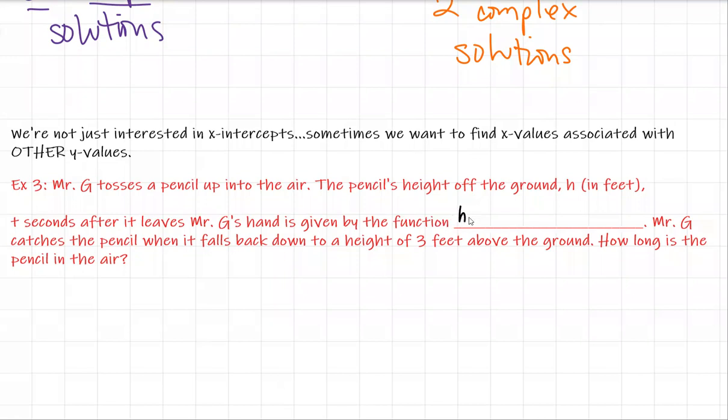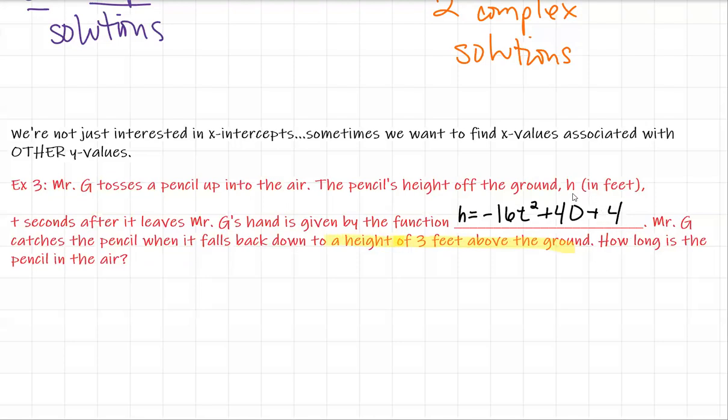We have h is equal to -16t squared plus 40t plus 4. Mr. G catches the pencil when it falls back down to a height of 3 feet above the ground. Okay, that's going to be some pretty important information. How long is the pencil in the air?